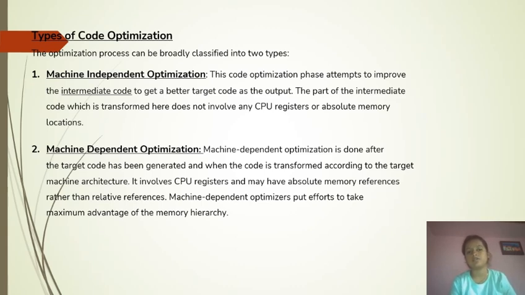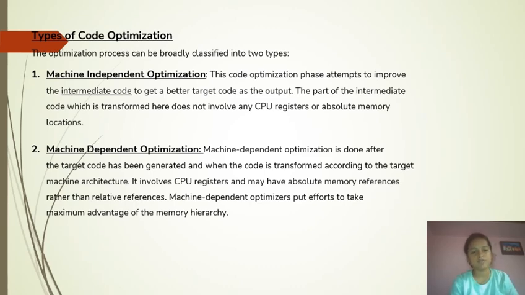Machine dependent optimization is done after the target code has been generated, and when the code is transformed according to the target machine architecture. It involves CPU registers and may have absolute memory references rather than relative references. Machine dependent optimizers put efforts to take maximum advantage of the memory hierarchy.